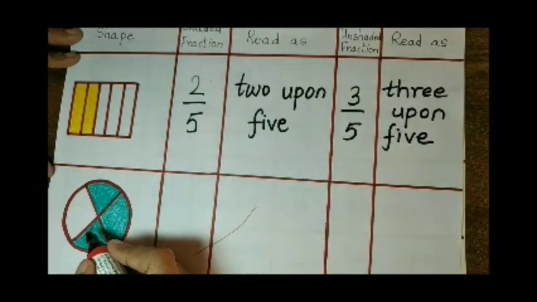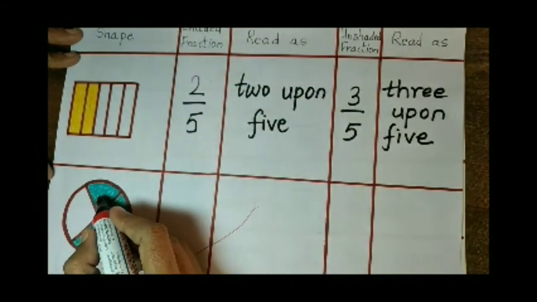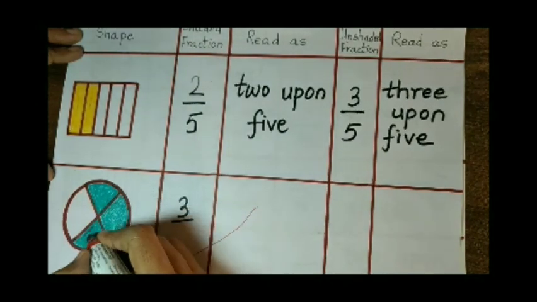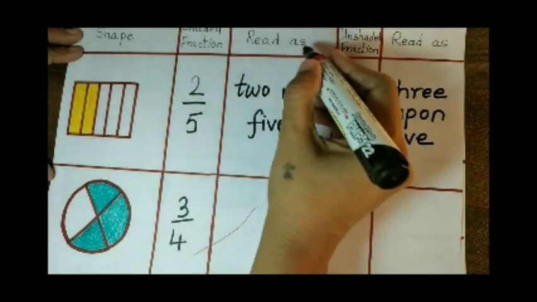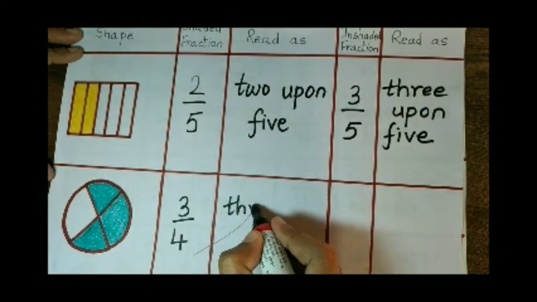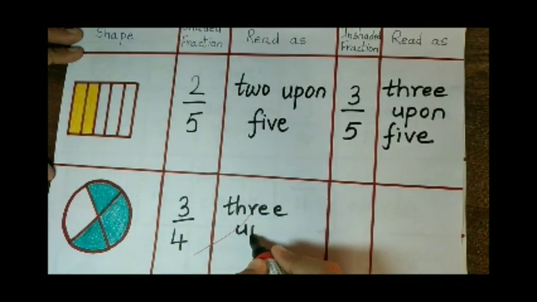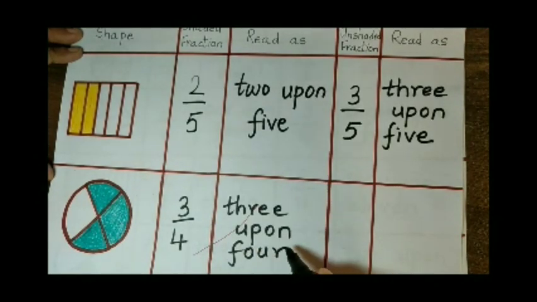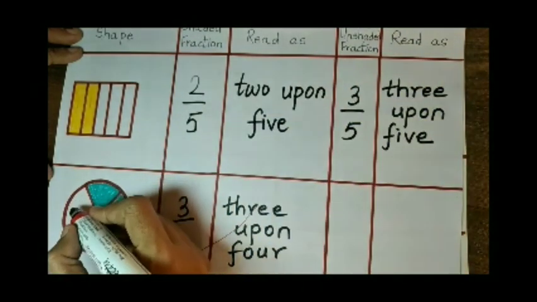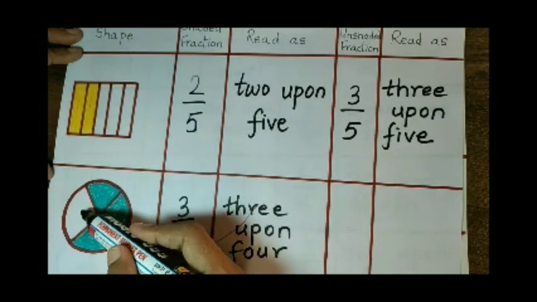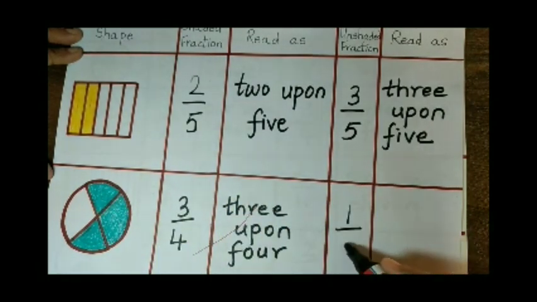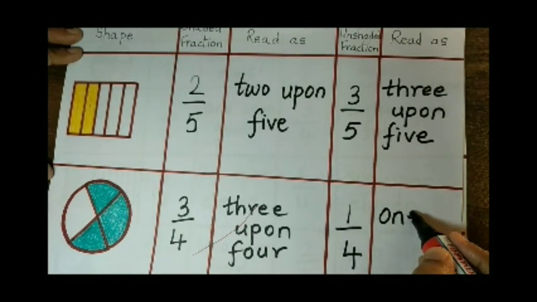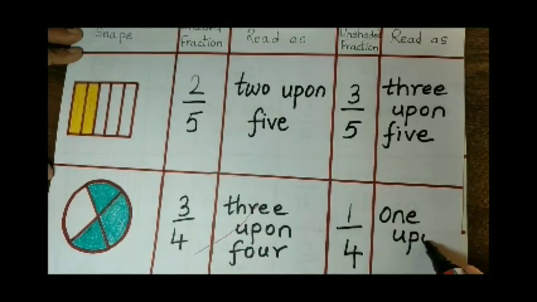Next shape, shaded fraction 1, 2, 3. So we write 3 upon all the parts 4. We read it as 3 upon 4. Unshaded fraction 1. 1 upon parts in all 4. We read it as 1 upon 4.